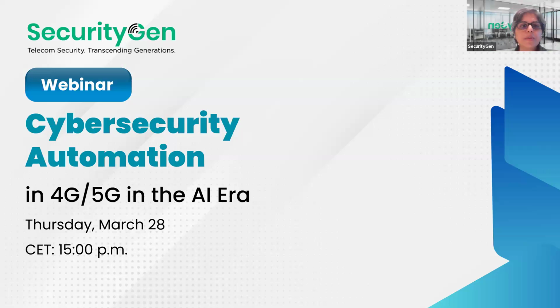As you all know, we're going to talk about the very important topic of cybersecurity automation in 4G and 5G in the era of AI. What we're going to essentially cover today is the dynamic landscape of cybersecurity and how automation has become very integral, given the process-driven security requirements on one side, stemming from the rise of cyber attacks. On the other side, the guidelines and policies are also incrementally increasing with each passing day.